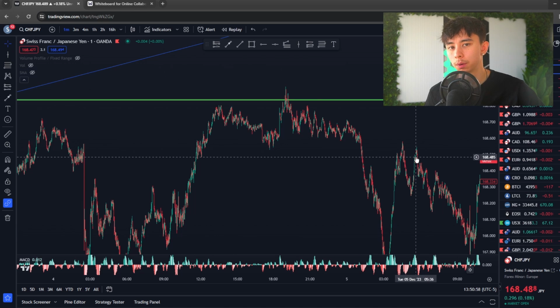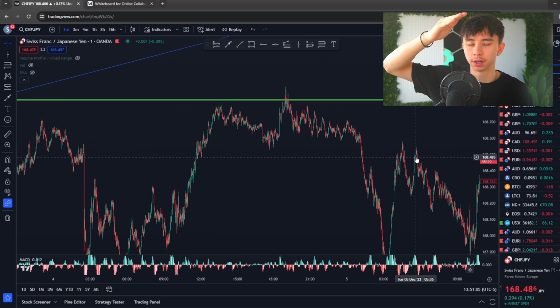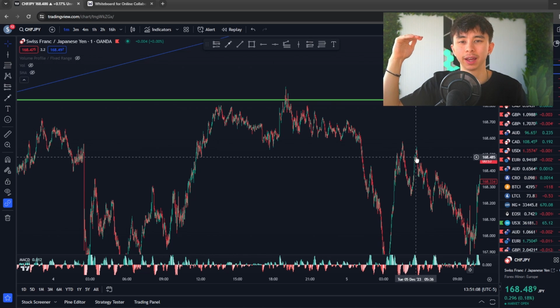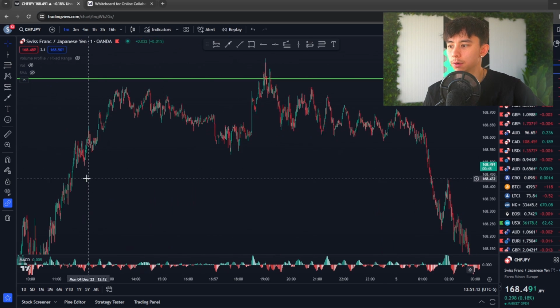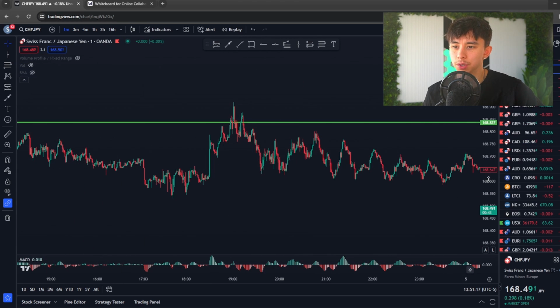So now we jump to the 1 minute, and like I said, concept number 2, we want to see price trending up towards that line, and then we're going to look for price to break a higher low. As we see here, we have price trending back up to that line. It has now tapped into that line, as you can see there.